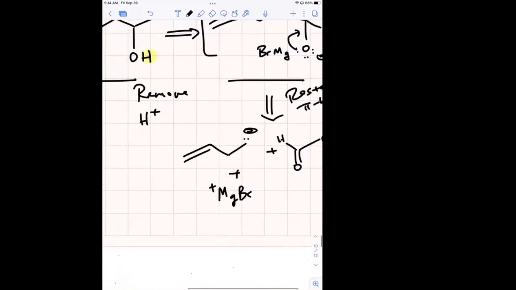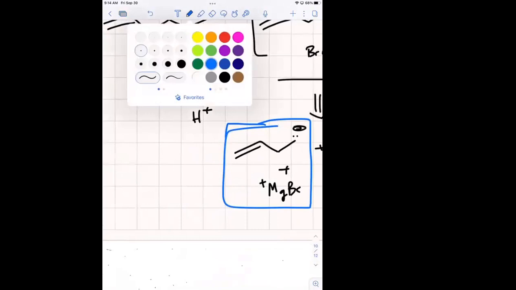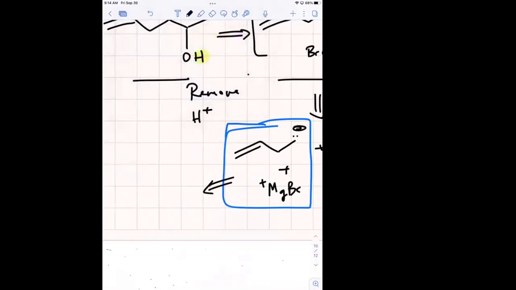And obviously you can see now that these two are going to get together, right? These two are going to get together, and that's where your Grignard came from. Any questions about that? All right, so if you combine those two, then you'll have your Grignard starting material.